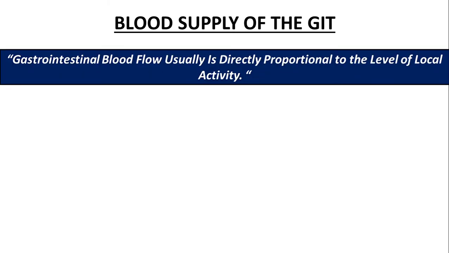So there are three important points I want you to remember about the blood supply of the GIT. First, GI blood flow is usually directly proportional to the level of local activity. This is to say that, for example, if the small intestine is working, then the blood flow to that area needs to be increased. So the more activity there is, the more blood flow there should be. This is to increase the rate of absorption and their capacity to absorb.